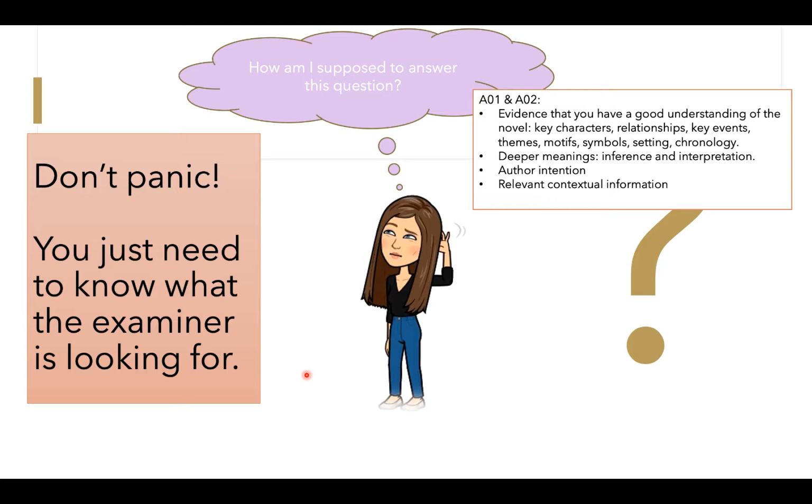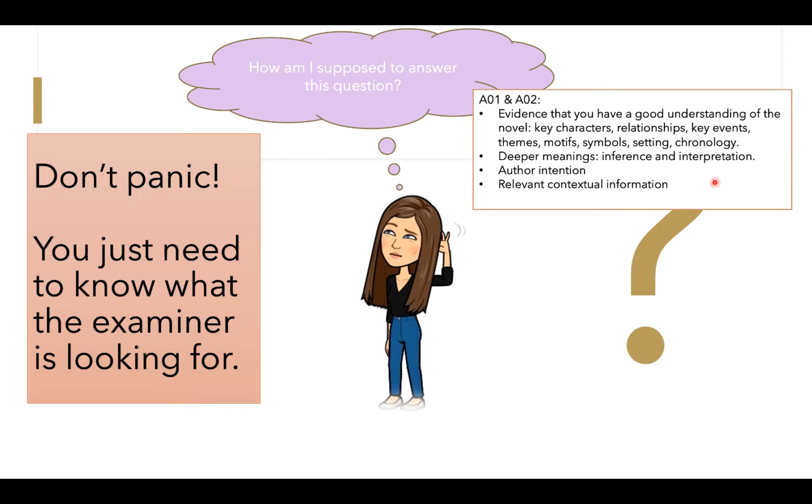And because this is the full novel question, you can also think about chronology, so how events are organised and structured, how characters develop, how relationships develop, the way in which events are presented and why and at what point they occur in the novel.